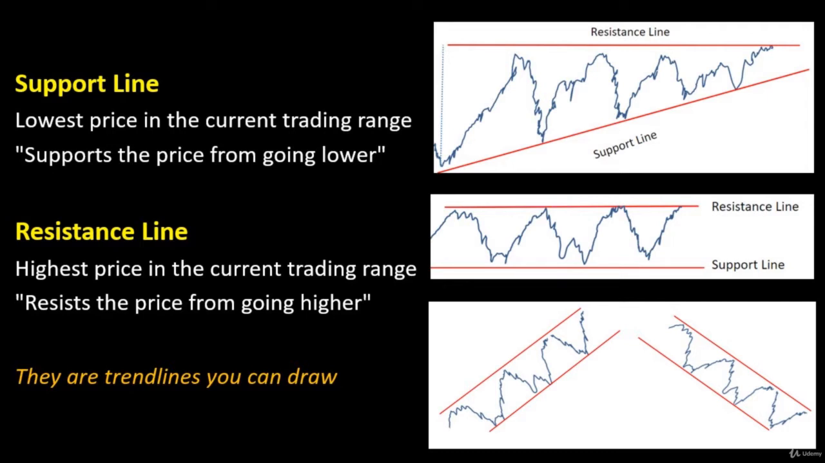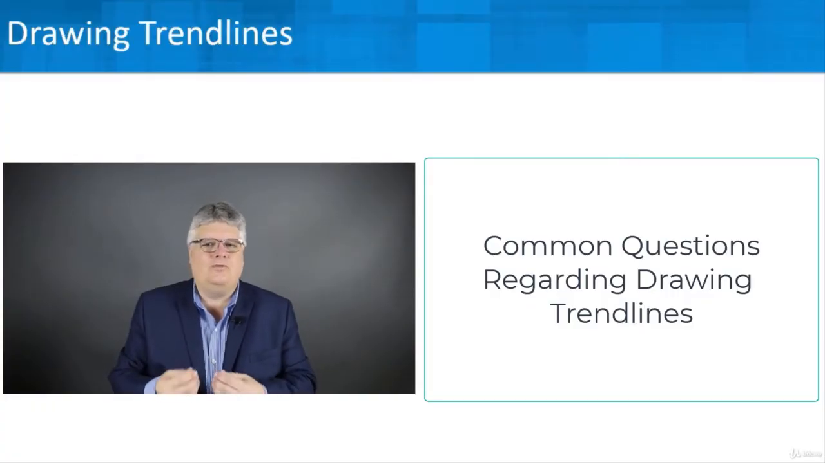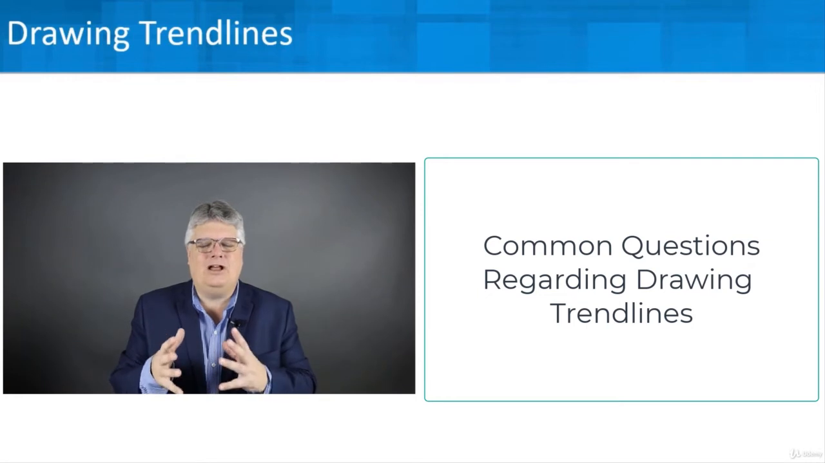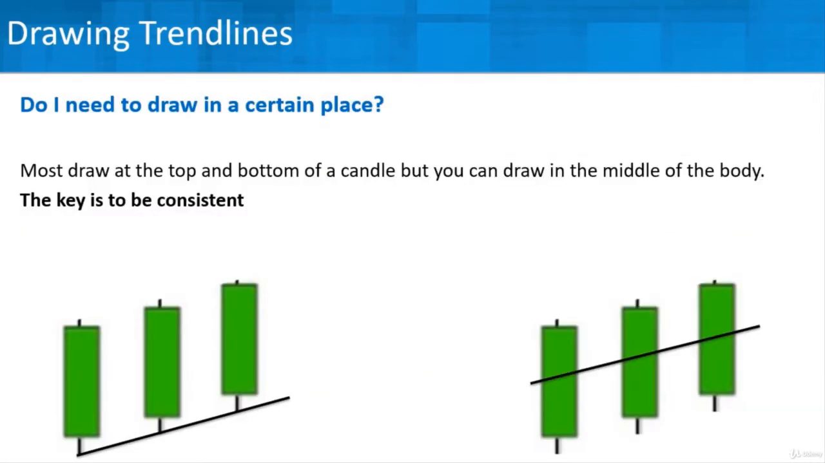As a review, those are different types of trend lines you can draw, and you're drawing them to get an idea of what is going on. There are some questions that come up when you start thinking about trend lines that I want to get ahead of right away. Let's look at a couple of things regarding the actual drawing of the trend lines. One question is, do I need to draw in a certain place? And yes and no on that.